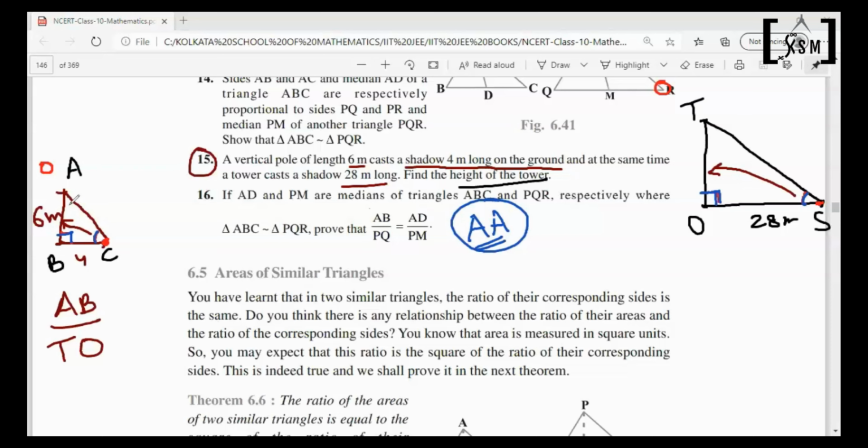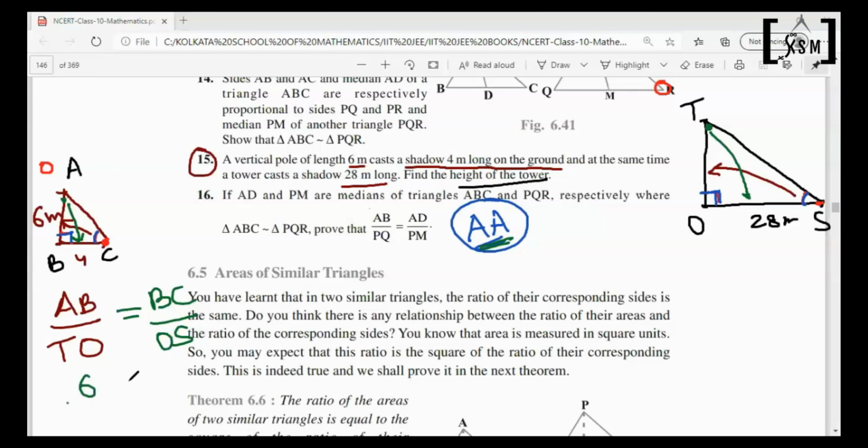And angle A's opposite side is BC and angle T's opposite side is OS. So I will compare BC with OS. Why did I compare BC with OS? Because angle A is equal to angle T, right? And after being similar, the side ratios will always be equal. And so we put in the value.